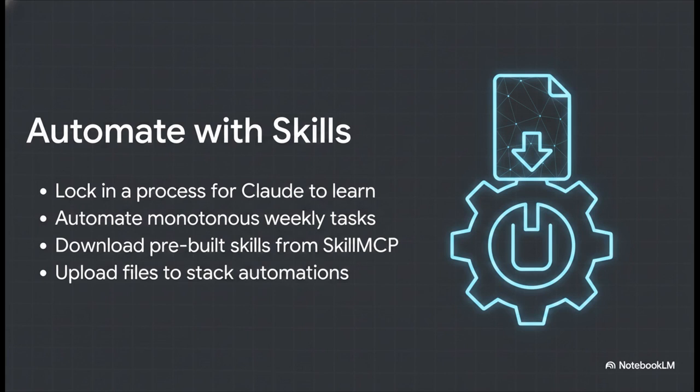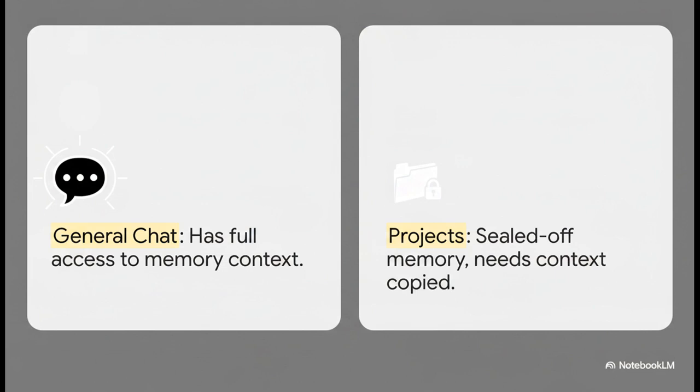Knowing that leads us to tip 4. Use those skills to automate your repetitive work. Seriously, anything monotonous like formatting a weekly report for your manager or maybe structuring your LinkedIn posts should be a skill. Once you lock in a process, just tell Claude to turn it into a skill. Or, even better, you can download pre-built skills from community sites like SkillMCP, which has tons of automations for stuff like code review. You just download the file, pop over to Settings, and upload it. Stacking these automations is the exact moment Claude stops feeling like a simple chat window and really starts feeling like a dedicated personal assistant.